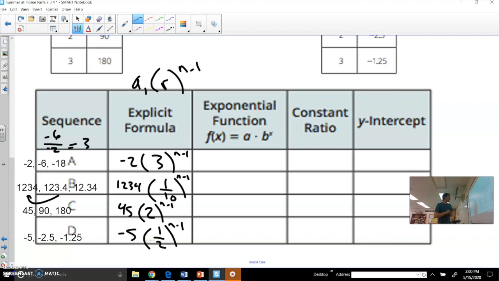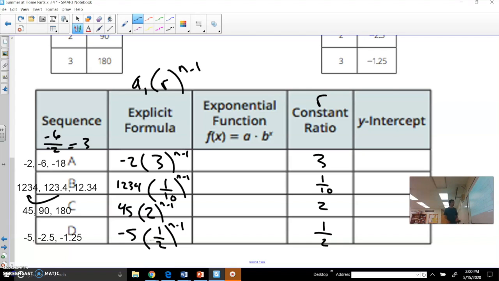Plenty of time. So when we talk about that constant ratio, when we talk about that y-intercept, that can really be identified fairly quickly from one of these models. So for example, that constant ratio, that's your R value, that's your 3, or your 1/10. Or for this next one, you were multiplying by 2. Or for this last one, you were multiplying by half. Kind of felt like you were dividing by 2, but really it's multiplying by half.